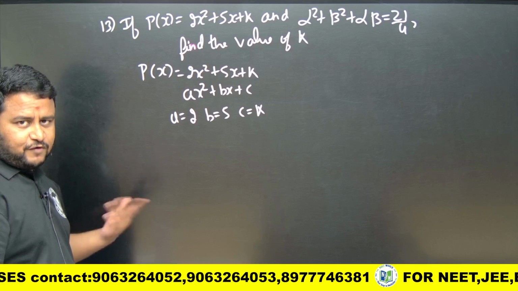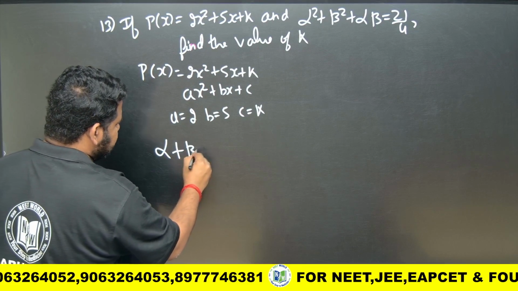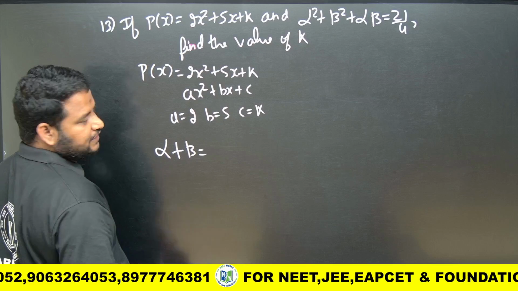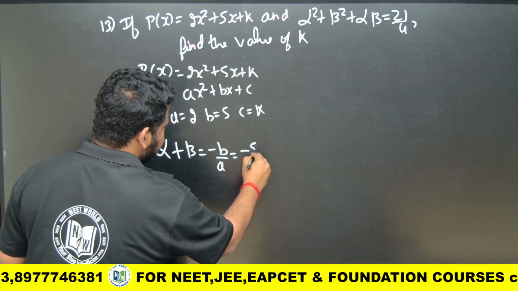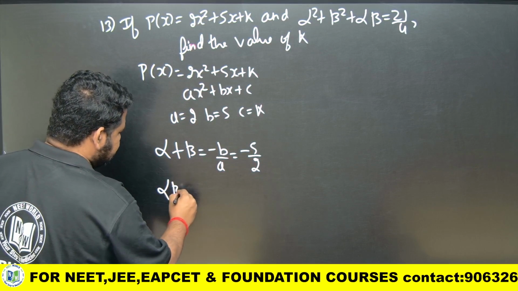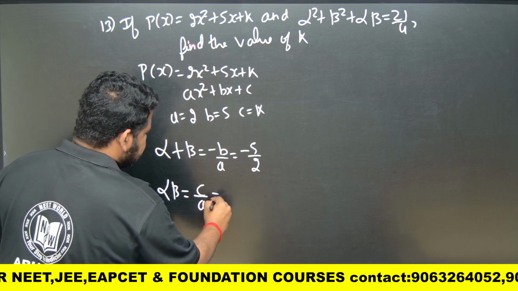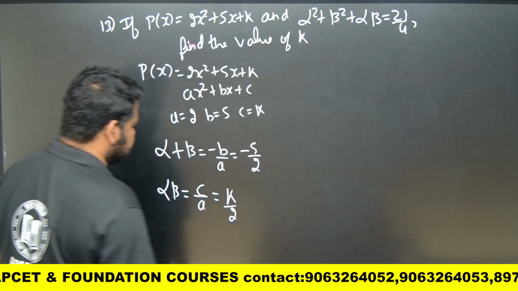Now let us use the formula method. Using the formula method, I'll get what? Sum of the zeros, alpha plus beta is equal to what, friends? That is nothing but equal to minus b by a. Okay, minus b by a, that is nothing but equal to minus 5 by 2. Product of the zeros is what? Alpha into beta, that is equal to c by a. Okay, here c is what? c is nothing but k, so that is k by a, k by 2. This is what I have.